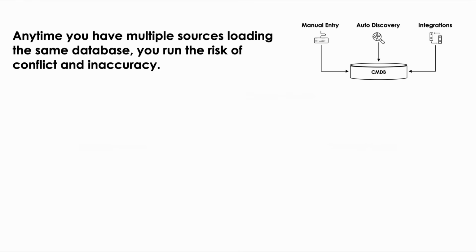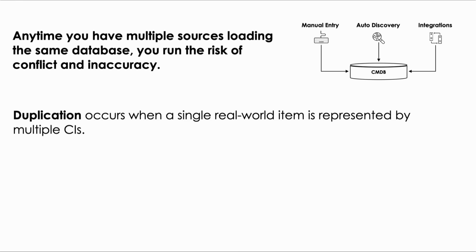It's possible, for example, to have a configuration item, say a computer, that gets entered manually, loaded via an integration, and discovered automatically. And that's no good unless the system is smart enough to identify that those three items are really the same thing. When multiple CIs get created within the CMDB that really should represent a single real-world item, you end up with duplicate records.